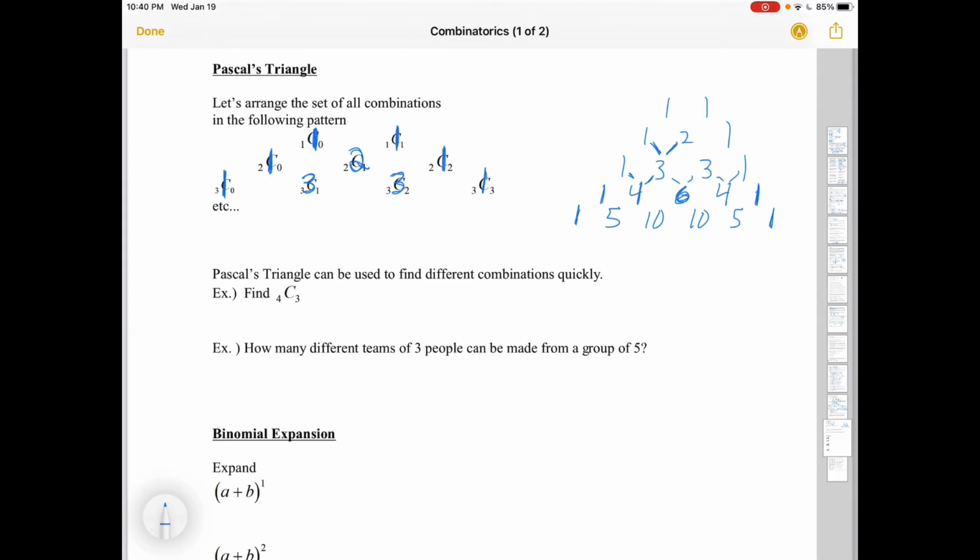So the 5th row gives us all the 5 C's, starting with 5C0. The 6th row is going to give us all the 6 C's, and so on, starting with 6C0. So it'll have 1, 6, 15, 20, 15, 6, and 1. And we can do more, right? It's not that hard to generate these numbers. A lot easier than using the factorials.